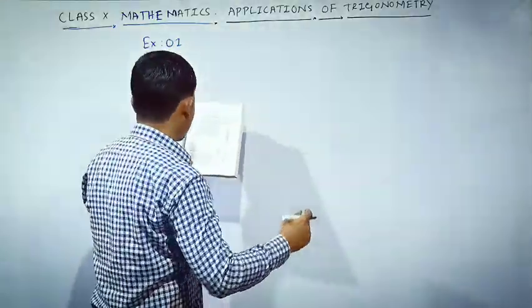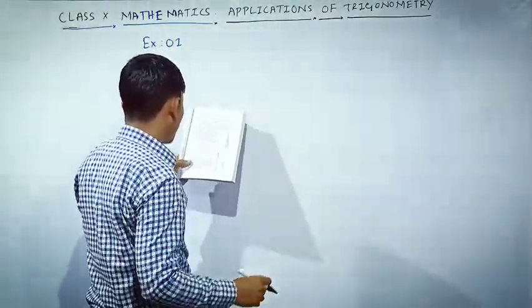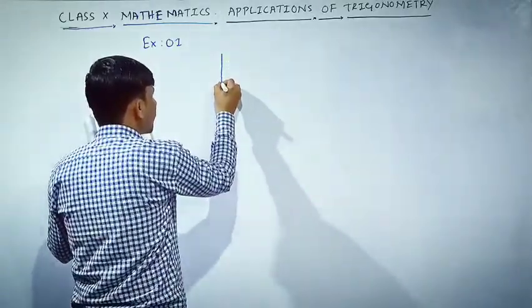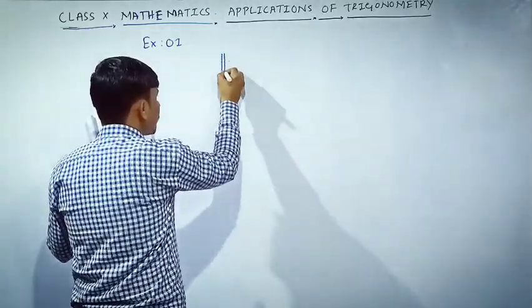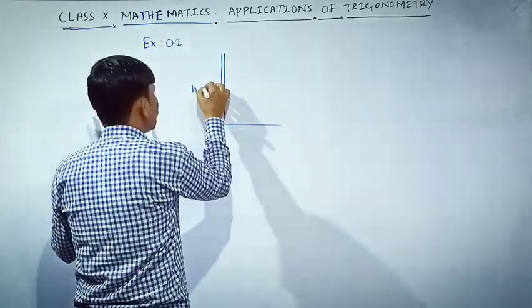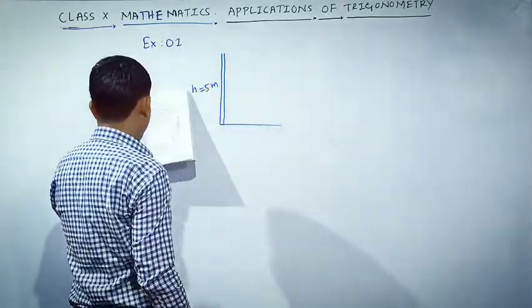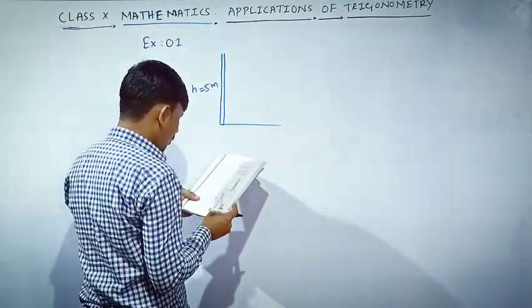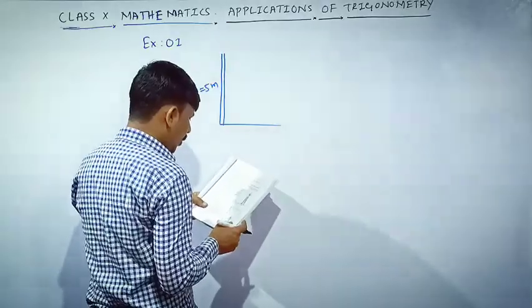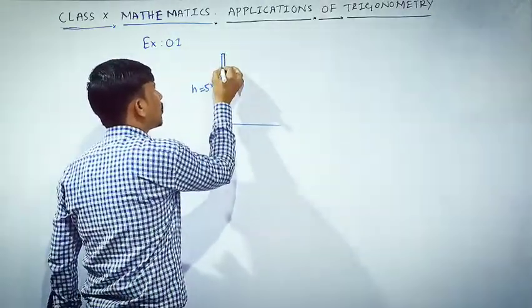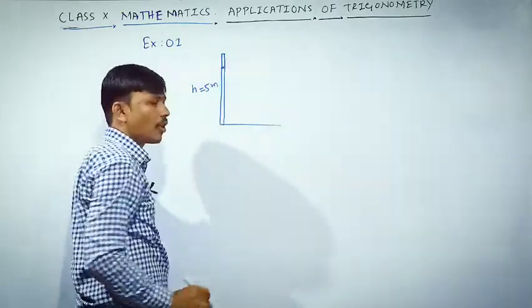Okay, an electrician has to repair an electrical fault on a pole of height 5 meter. Height of the pole is 5 meter. This is the height. H is equal to 5 meter. Then she needs to reach a point 1.3 meter below the top of the pole. 1.3 meter below the top of the pole. This is the point where the fault occurred.